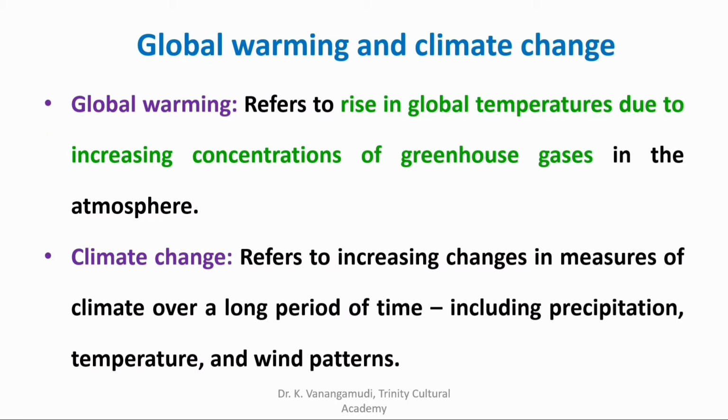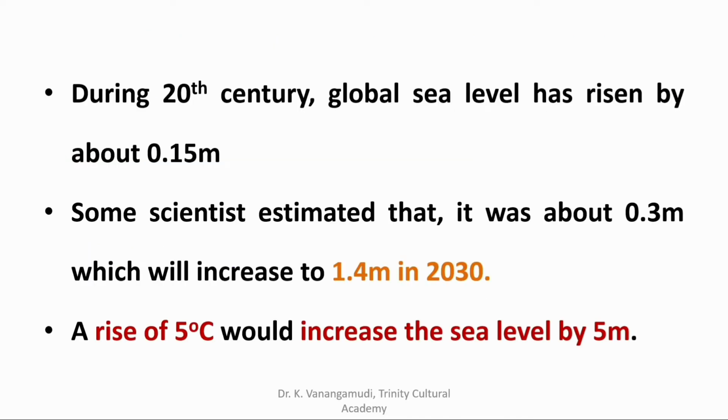Good friends, what do you mean by global warming? It is a rise in global temperature due to an increase in the concentration of greenhouse gases in the atmosphere. While climate change refers to changes in climate over a period of time, that is, increase or decrease in precipitation, increase in temperature and wind patterns. Global sea level increased by 0.15 meter during the 20th century, which will increase to 1.4 meter in the year 2030. There is a thumb rule: a rise of 5 degrees Celsius in temperature may increase sea level by 5 meter.